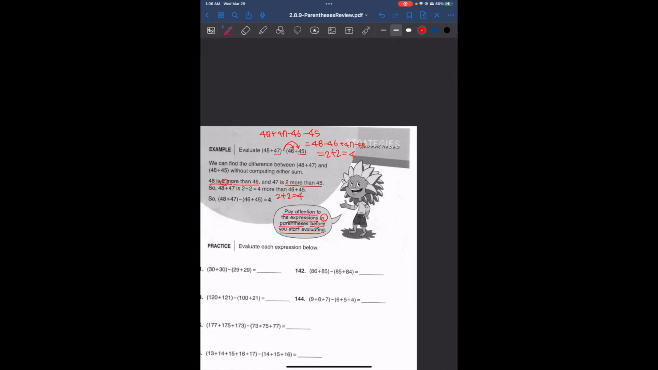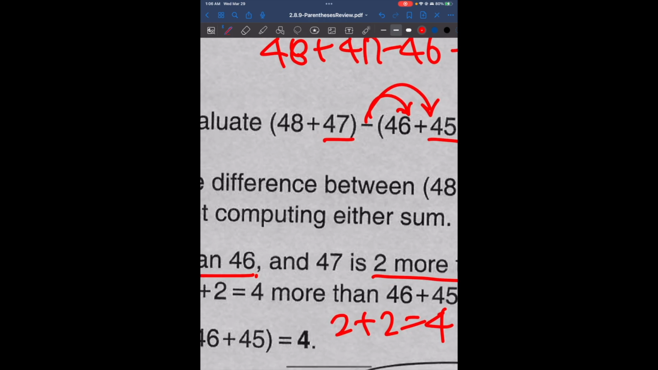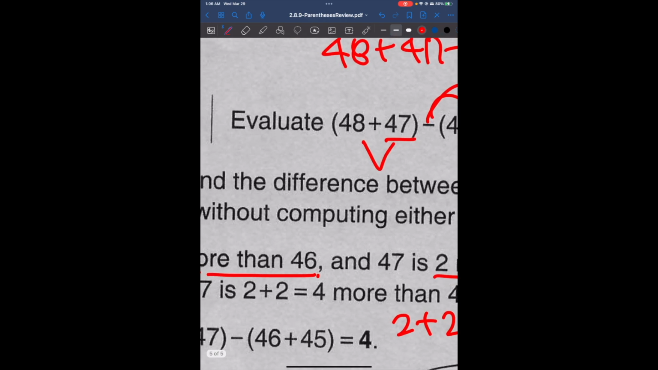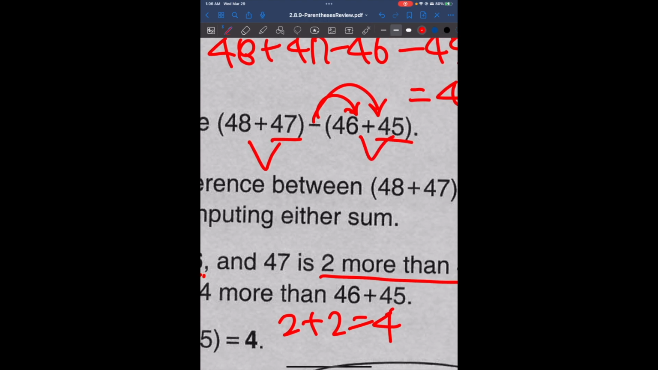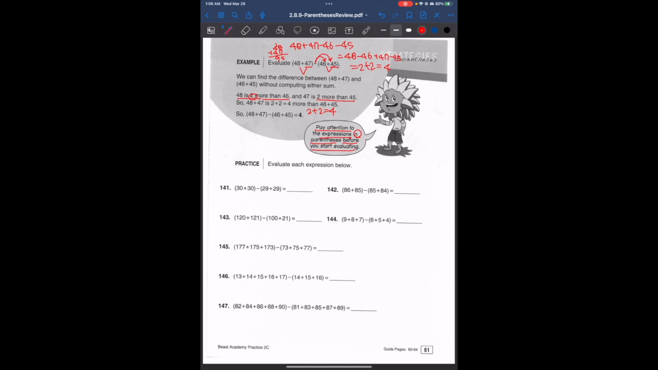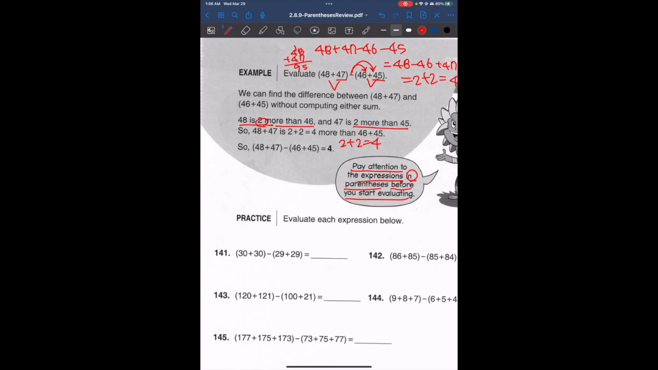But again, I think this might be harder for some of you guys because it might confuse some of you. So if you want to, you can definitely do 48 plus 47 first, doing addition, and then evaluate this and then subtract. Whatever works for you is the best method. I think that rearranging is easier, but some of you might find it more confusing. So again, just figure out what's easier for you.